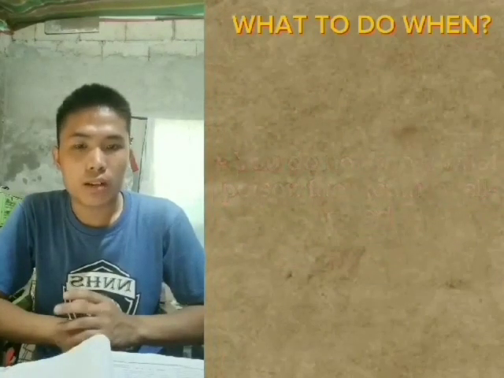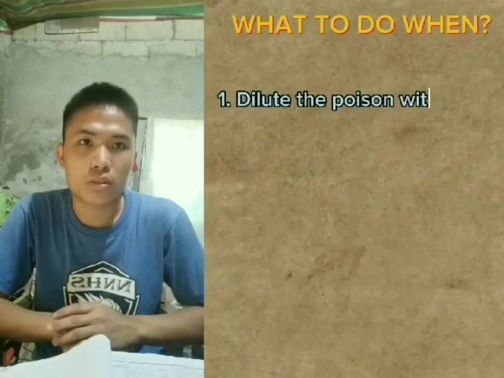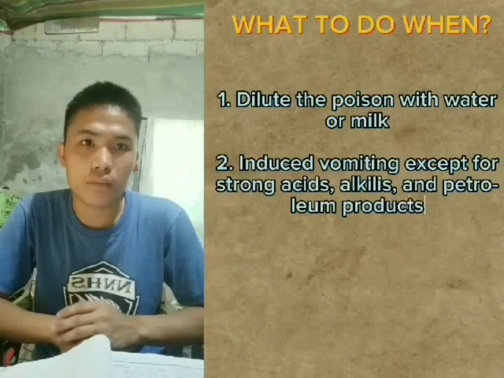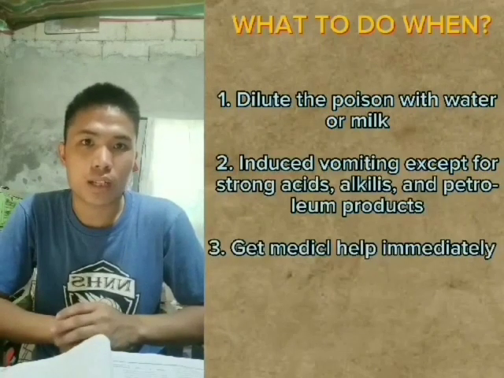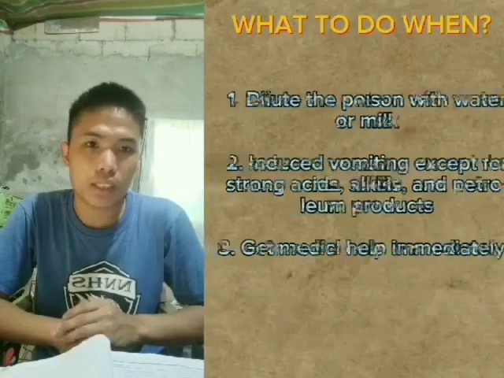So first, for the first situation. First is dilute the poison with water or milk. Second is induce vomiting, except for strong acids, strong alkalis, and petroleum products. Third is get medical help immediately.